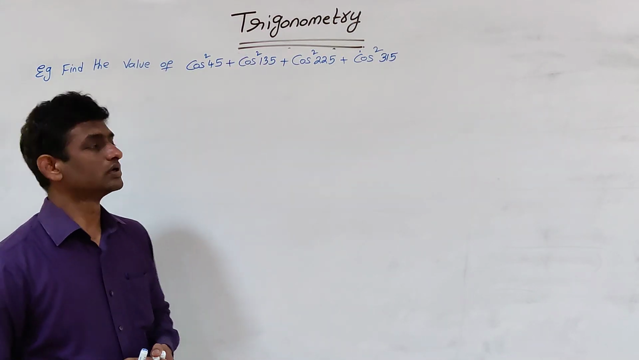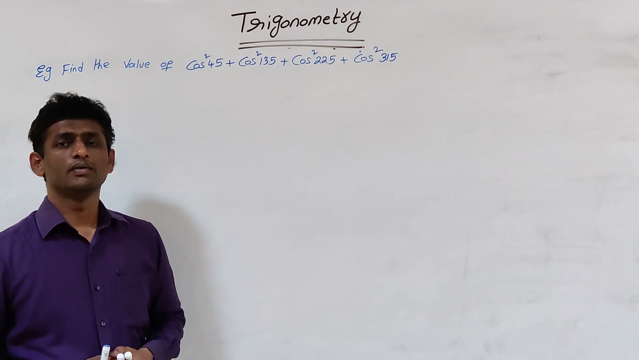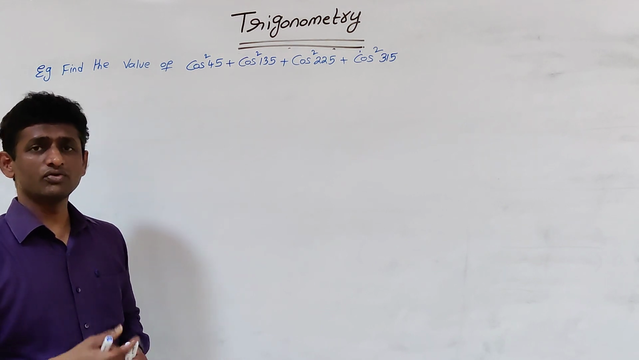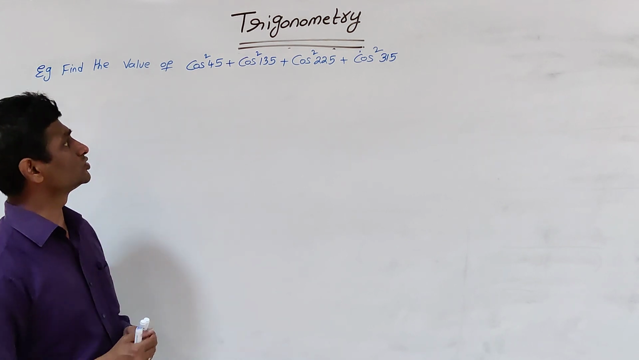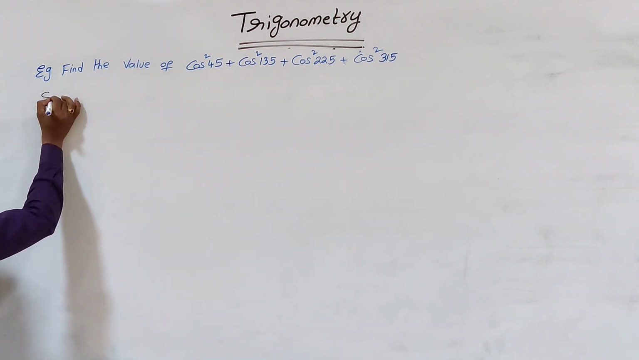The problem is: find the value of cos square 45 plus cos square 135 plus cos square 225 plus cos square 315. Now we will find out what are the trigonometric ratios of each angle and we will simplify. So, solution.